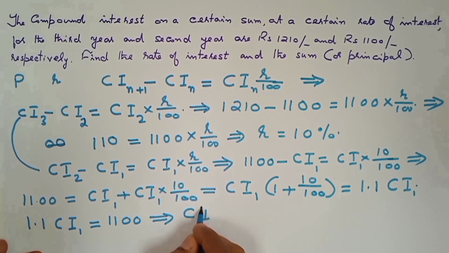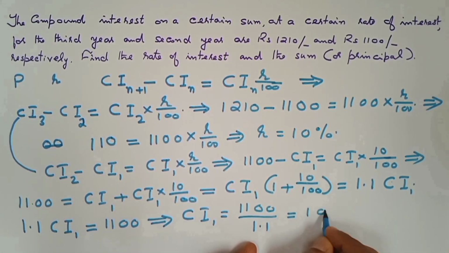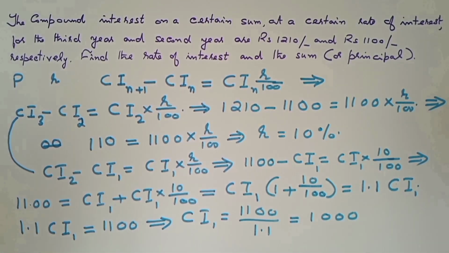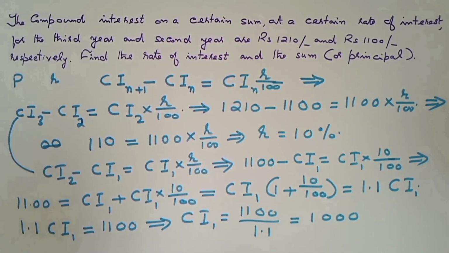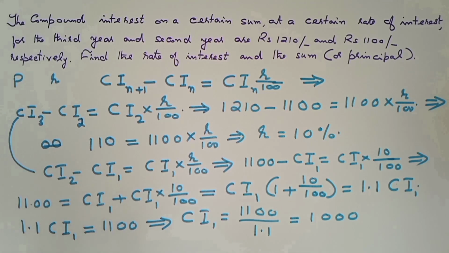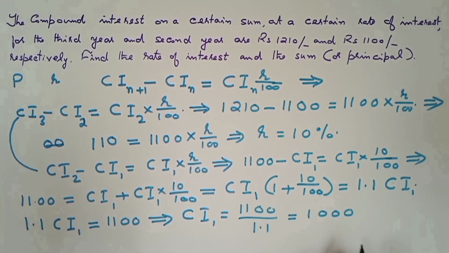Now CI1 equal to 1100 by 1.1. This will be 1000. So we have found out compound interest for the first year as 1000 rupees. In fact, compound interest for the first year and simple interest for 1 year, they are the same. Basically, in the first year, when interest is compounded annually, there is no difference between compound interest and simple interest. For the first year, the changes come about from the next year onwards. So this you can take as just interest for 1 year.